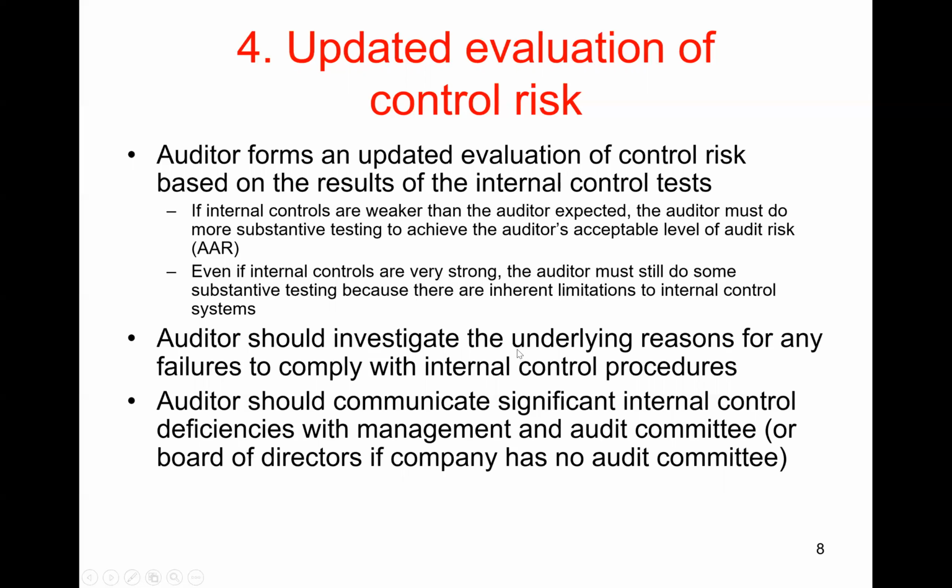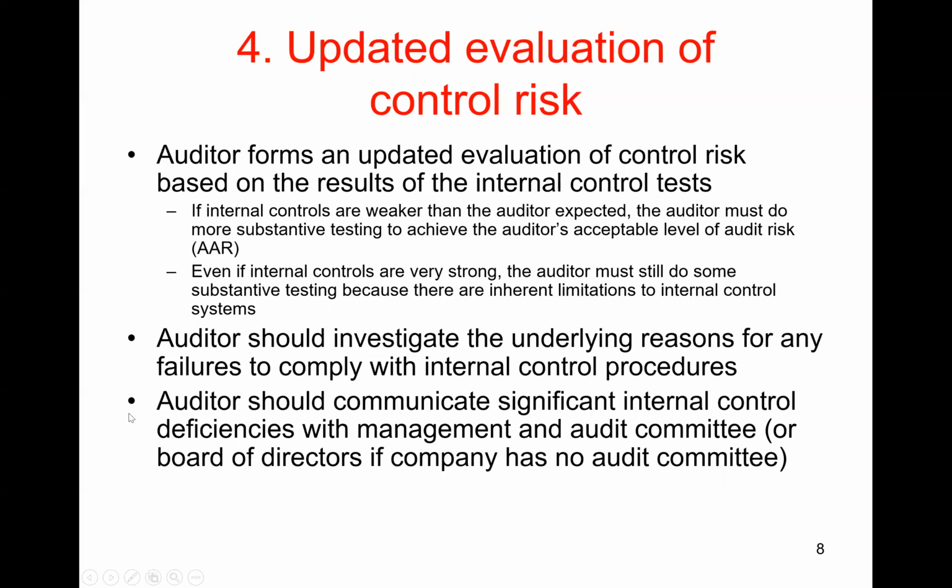The auditor should investigate any underlying reasons for a company's failure to comply with its own internal control procedures. So if you find internal control weaknesses, you need to find out why, right? Is this human error? Is it because there is insufficient oversight of employees by higher level management? Is it that the company's employees are overworked so they don't have enough time to carry out the control procedures? You need to find out the reasons why, and that will be important when you report back to the management and to the audit committee about what you found.